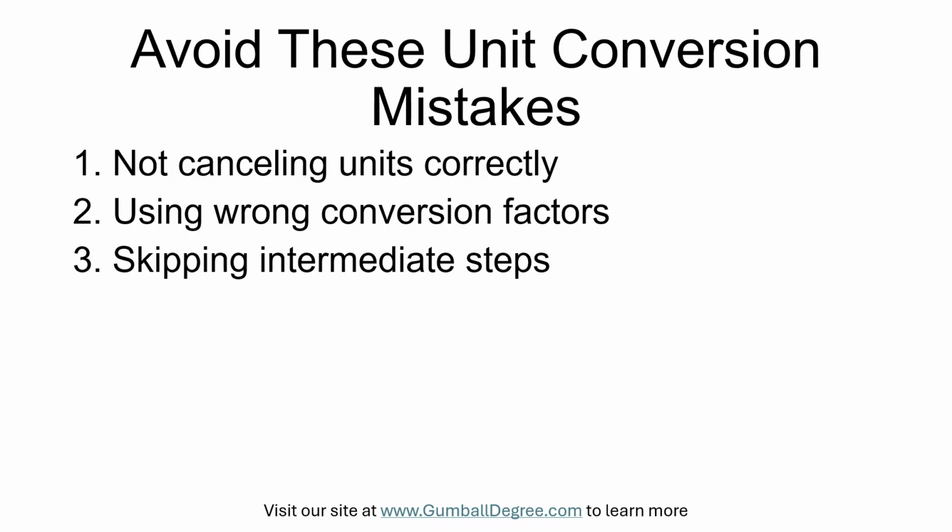Another error is using the wrong conversion factor because of a misremembered relationship, and the fix is to check each factor against a trusted source before multiplying. Students also sometimes skip writing intermediate steps and then cannot find where they went wrong, so jotting down each step keeps the reasoning visible and correctable.